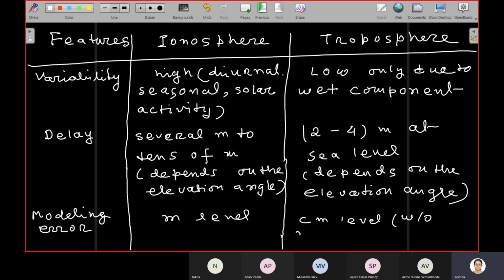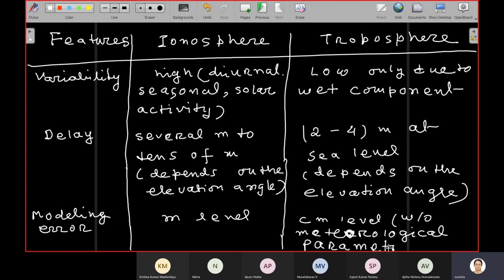Without meteorological parameters, you can use some default values of the parameters in the model and get this delay. Then this would give more error. But in case of the troposphere, the error is in the centimeter level for high elevation satellites. Okay, for low elevation, again the error is small.